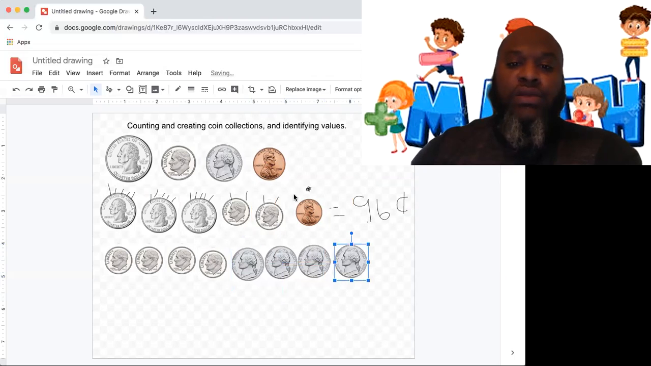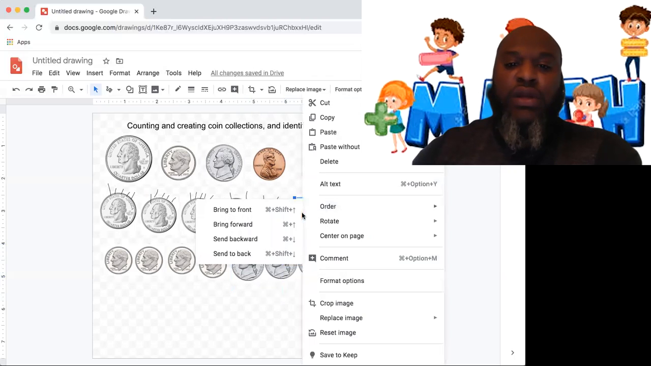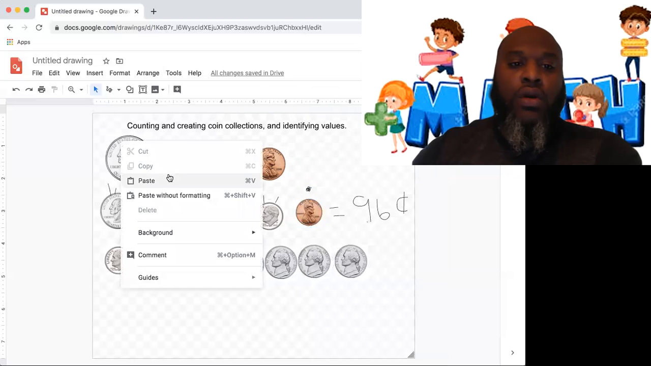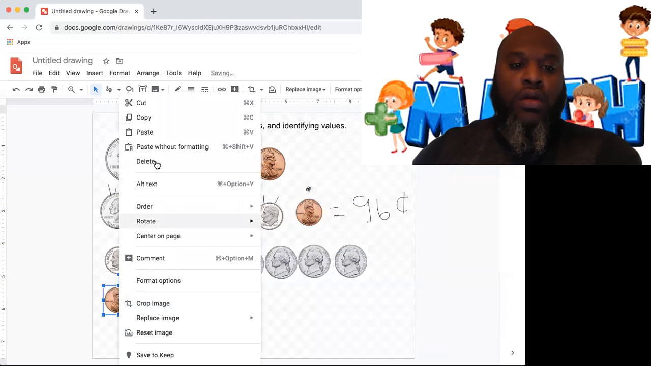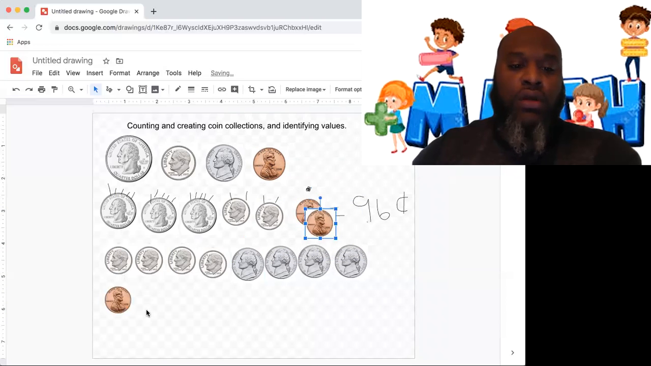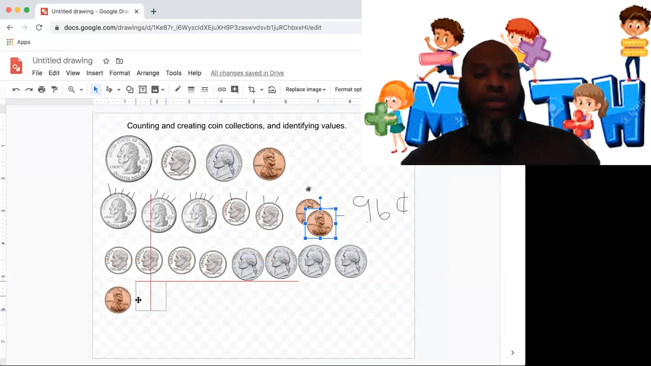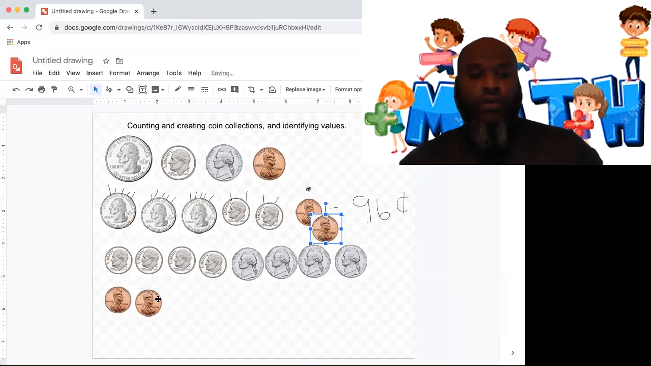All right, let's get some of these pennies in here. I like pennies. Pennies make me happy. Pennies make me very, very happy. Let's see, let's copy 1. Paste. We're going to paste, let's do 6 pennies. We got 3, 4, 5, 6.